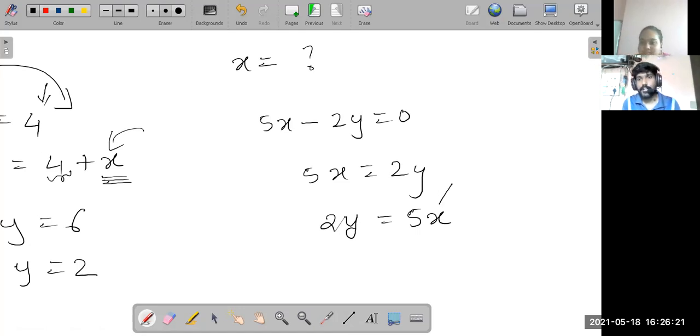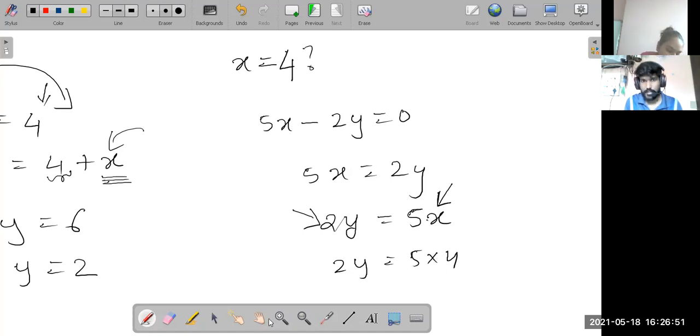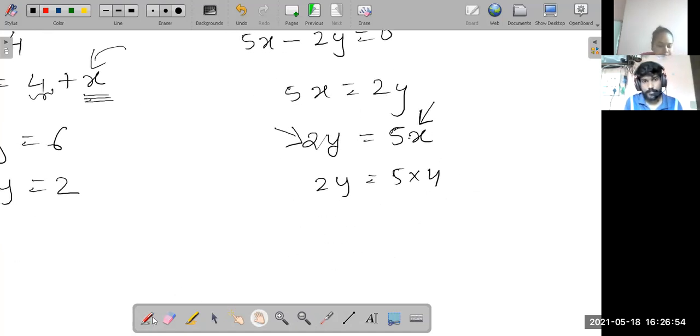It's the same thing, I've just reversed it. Now, here you have to take some value for x such that after multiplying it with 5, it should be divisible by 2. Can you tell me any such value of x? 4. Yeah, 5 fours are 20 and 20 is divisible by 2. So you can take x as 4. So 2y is equal to 5 into 4, which is 20. So y is equal to 20 upon 2, which is 10.